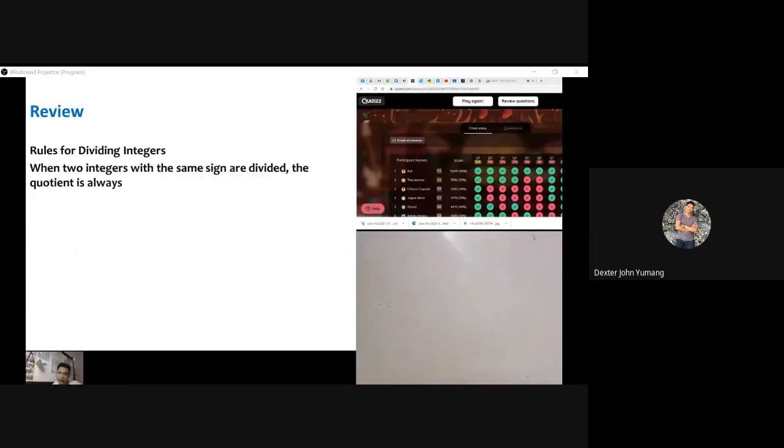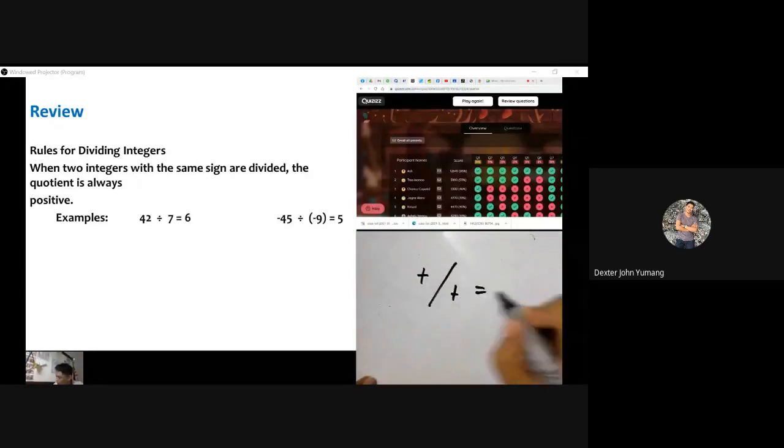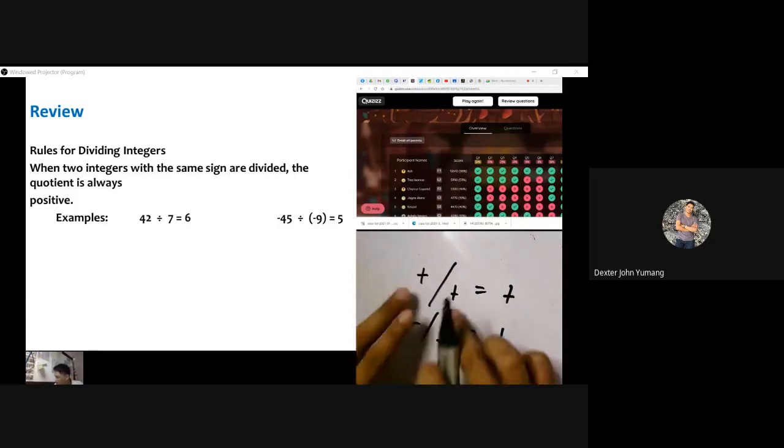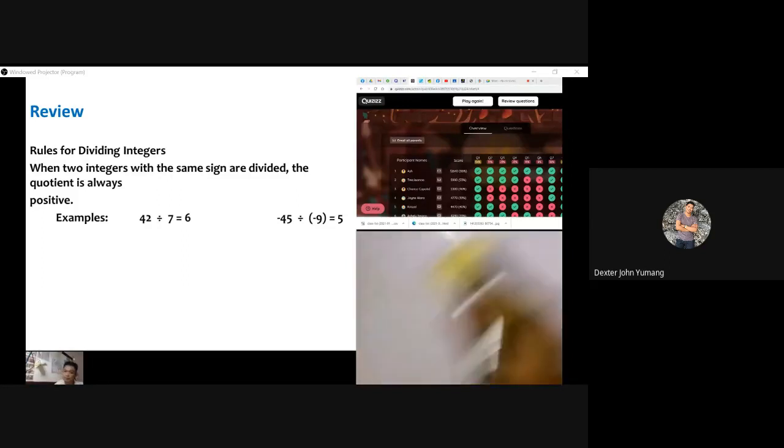So, dividing naman tayo. So, ang rule sa dividing naman, the same lang sa multiply. Kapag ang positive, i-divide mo sa positive, ang sagot, positive din. Or ang negative, i-divide mo sa negative, ang sagot, positive din. Kapag pareho ng signs, positive ang sagot. Pero pag magkaiba, like negative divided by positive, automatic negative po yung sagot. Tulad din po siya sa multiplication, ang division.